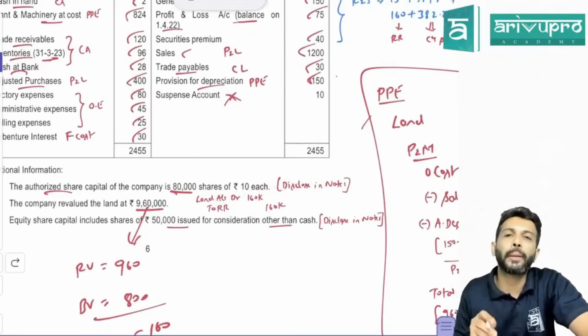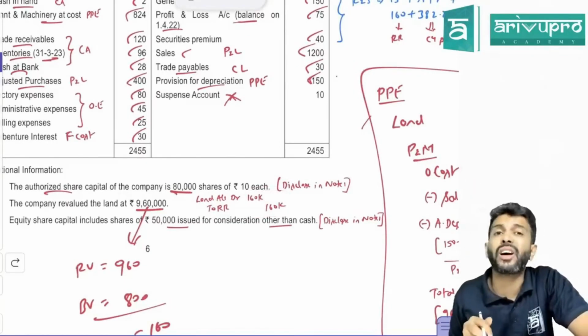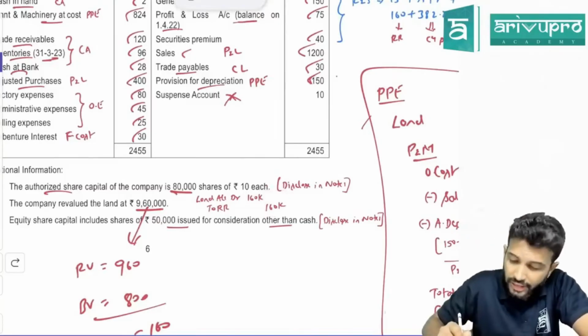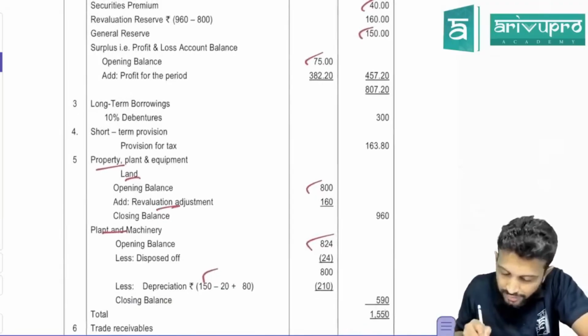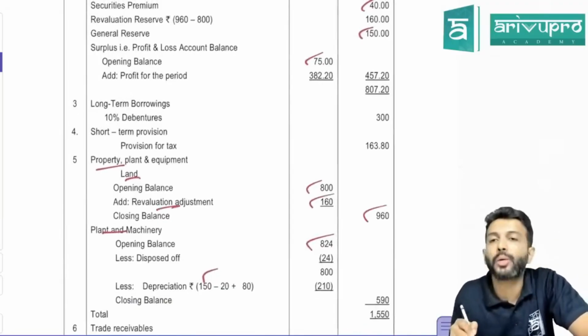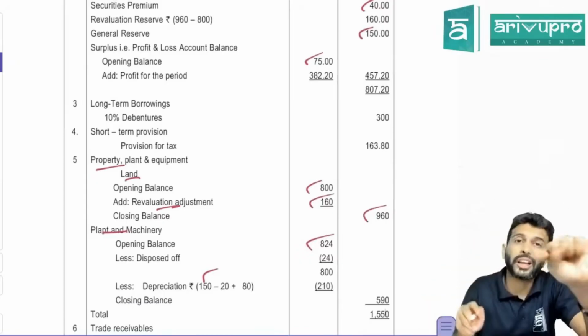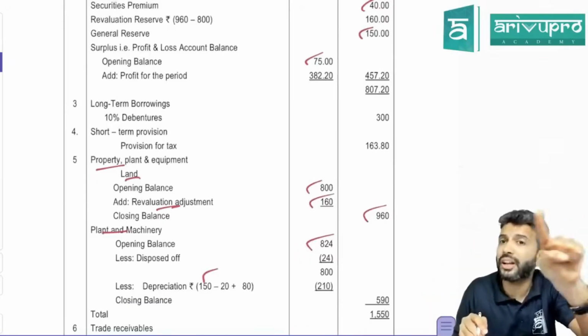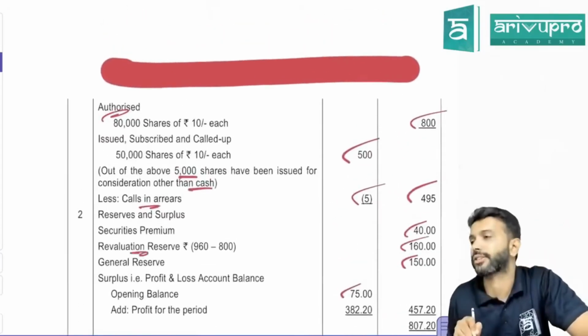So because of this, what will happen? Land's value will increase. Another reserve will come, called revaluation reserve. Check in land. Have they added 160? Land we prepared in working note number 5. Come to working note number 5. Have they added 160? Yes. That means land value will become 960. That's all. One more. Under reserves and surplus, one extra reserve will come called revaluation reserve. Check. Have they added revaluation reserve? Revaluation reserve 160. Okay.